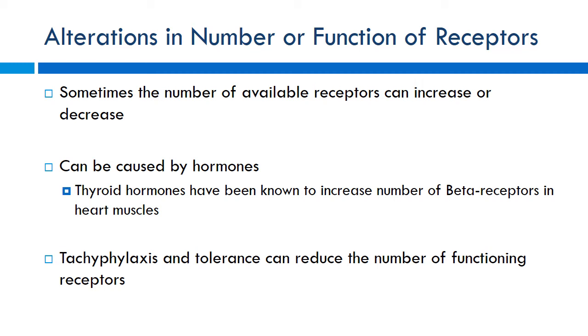And again, when you have these effects occurring, this is where tachyphylaxis and tolerance can help to reduce the number of functioning receptors. If I'm constantly activating a receptor with an agonist, the body's reaction is going to be to reduce the number there. So it's going to downregulate those receptors to try to maintain homeostasis, right?